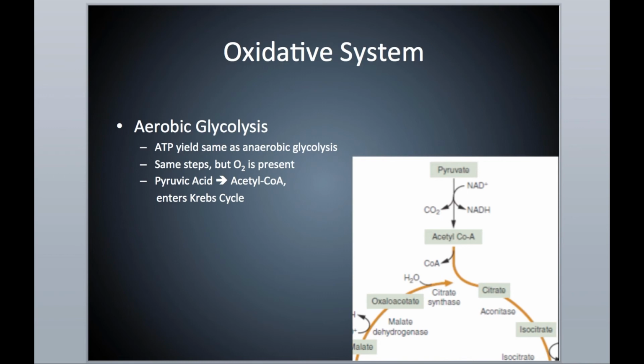All right, so the oxidative system starts with glycolysis. So the ATP yield for that glycolysis is going to be the same. It's going to be the same steps, except that last step. We're not going to convert the pyruvate into lactate. We're just going to go right into the citric acid cycle. We're going to start off with converting pyruvate into what's known as acetyl-CoA. So again, in this case, oxygen is present. So this reaction is going to go this way instead of going into lactate.